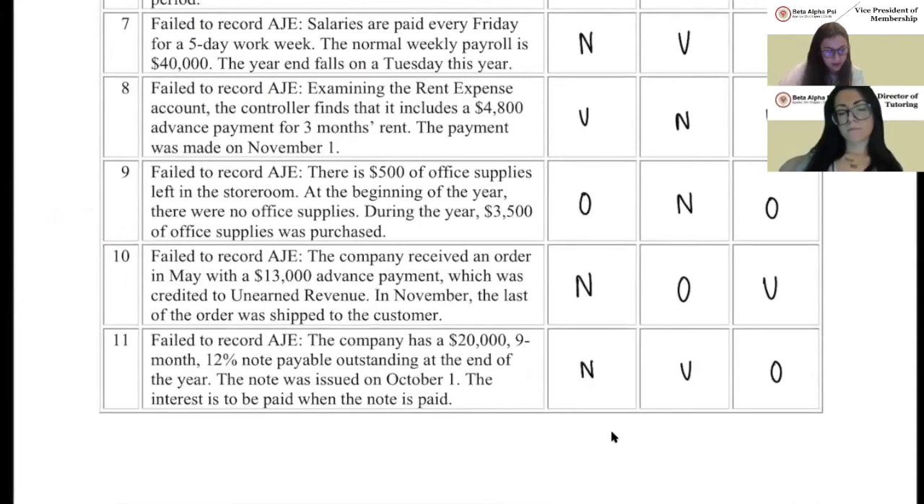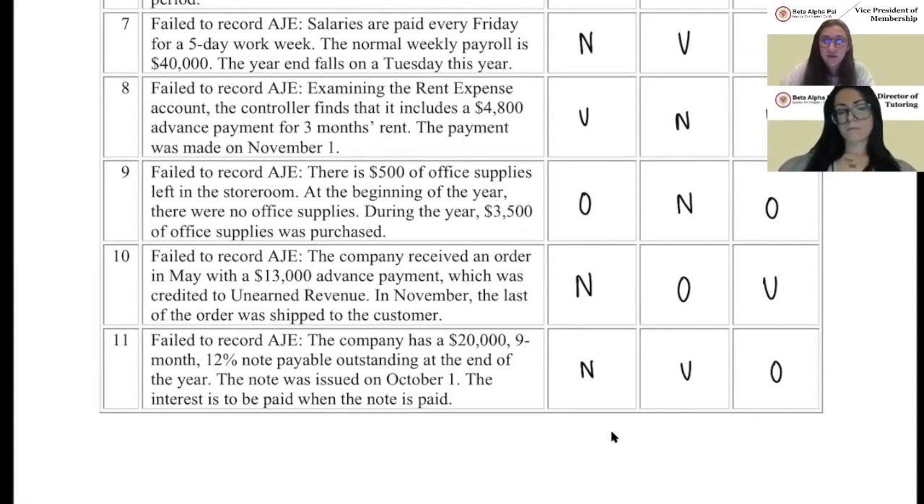All right, number 8, failed to record adjusting journal entry. Examining the rent expense account, the controller finds that it includes a $4,800 advance payment for 3 months' rent. The payment was made on November 1st. So they were looking at this rent expense account. They expensed all of their rent in the beginning on November 1st, and that was 3 months worth of rent. But on December 31st, because we're doing an adjusting journal entry now, only 2 months have actually been used.